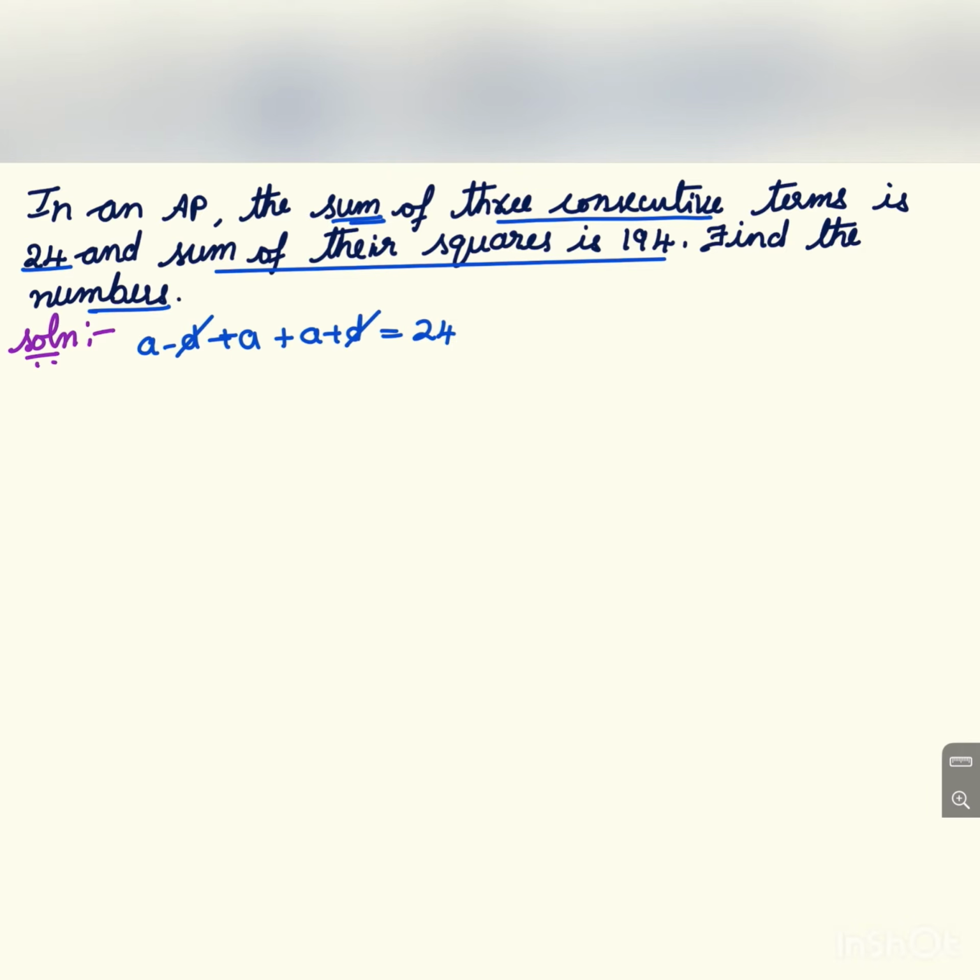Minus d and plus d can be cancelled. a plus a plus a, that is 3a, is equal to 24. a is equal to 24 by 3. 3 eights are 24. a is equal to 8.